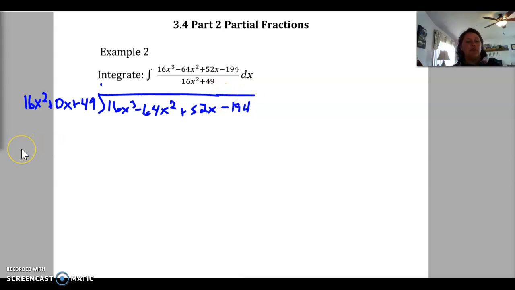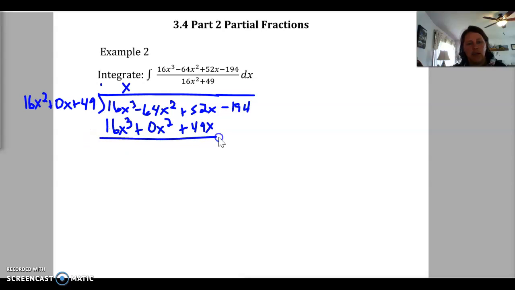Okay, so first thing that we need to do is ask ourselves, what do we need to multiply to 16x squared to get 16x cubed? And that's going to be just an x. So x times 16x squared is 16x cubed. Then go ahead and multiply all the way through. So plus 0x squared and then plus 49x. Draw your line. Change your signs. These cancel, which is exactly what we wanted. Then negative 64x squared. And this is 52x minus 49x, so that's going to be a plus 3x.